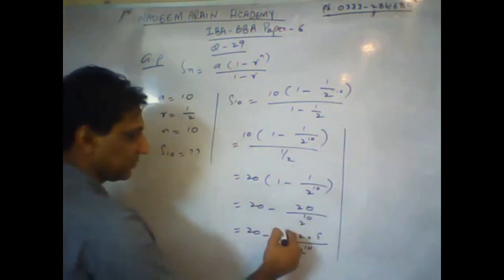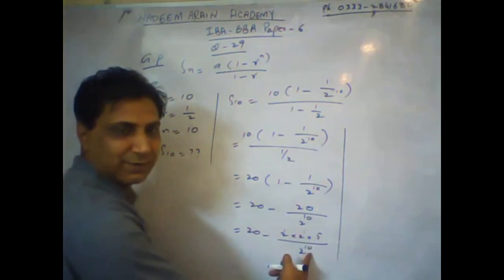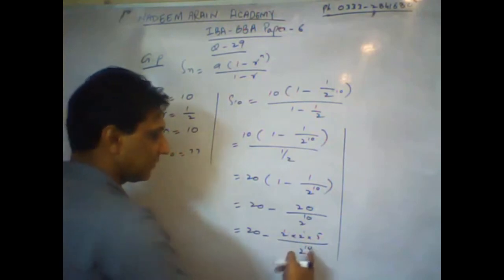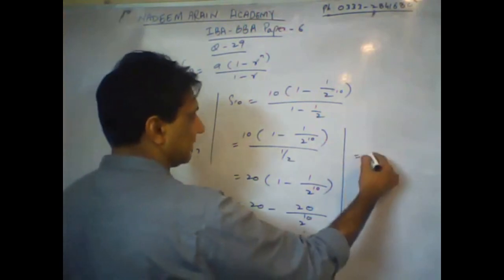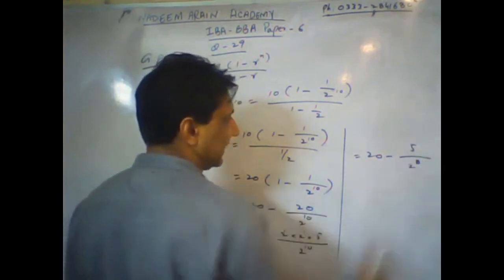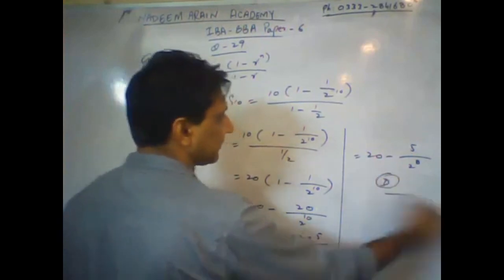Okay, so there are 2 2's here. 2 power 2, when we bring it down here, 2 power 10 minus 2, this will be 2 power 8. So the answer will be 20 minus 5 over 2 power 8. That is option D. Thank you.